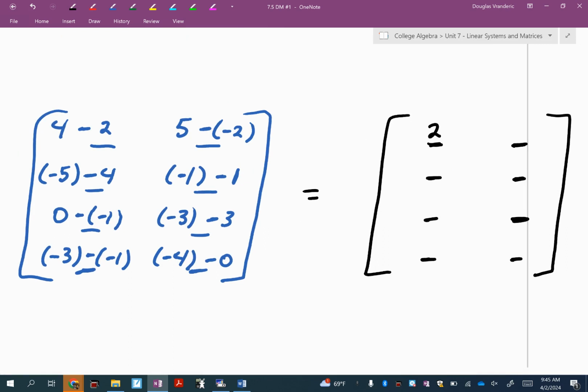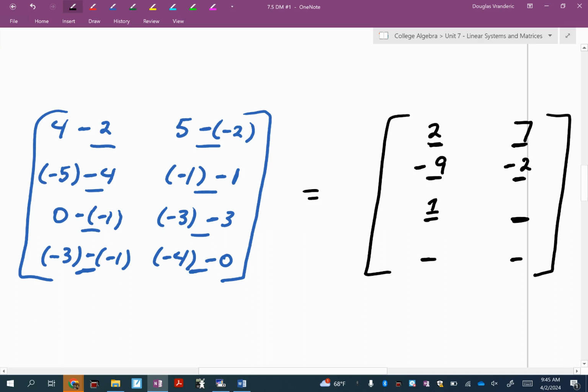What's 5 minus negative 2? It's actually going to be just 7. Oh, you were doing this one? No worries. I'm doing the first row first, but it's okay. Natalia, if you want to do the whole first column, that's fine. Now I'm moving to the second row. Negative 5 minus 4. Negative 9. Negative 1 minus 1. Negative 2. 0 minus negative 1. It's actually positive 1, right? Because subtracting a negative is actually addition.